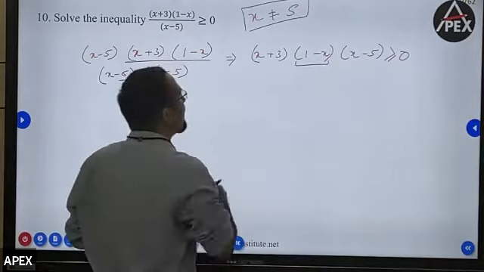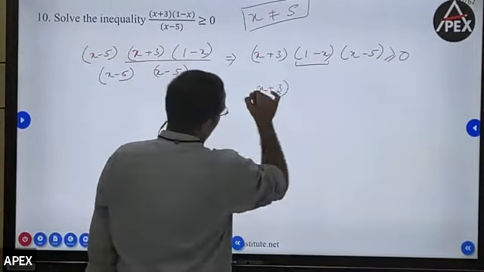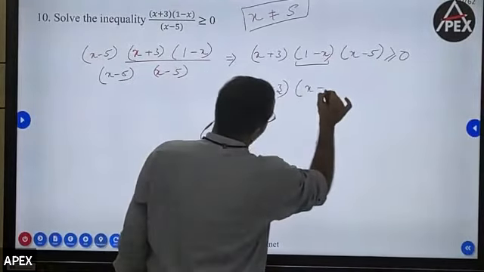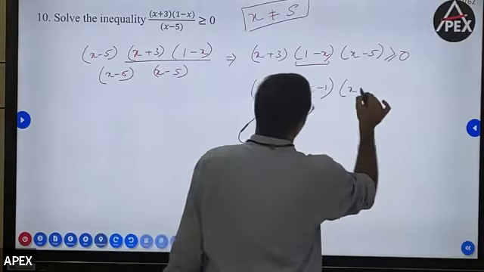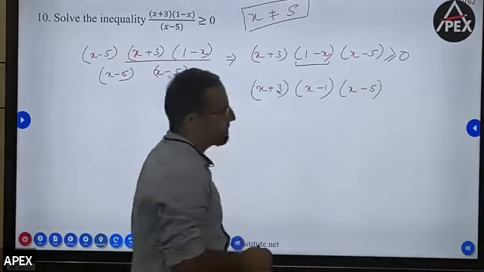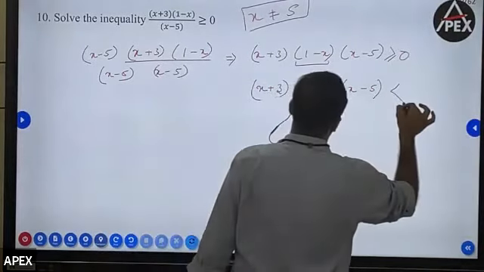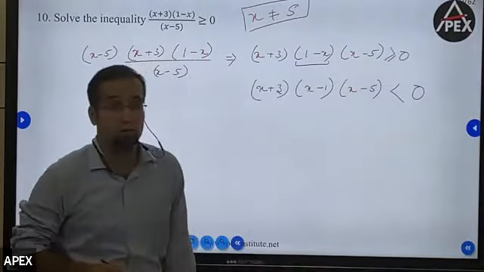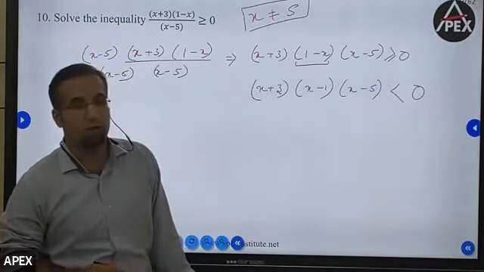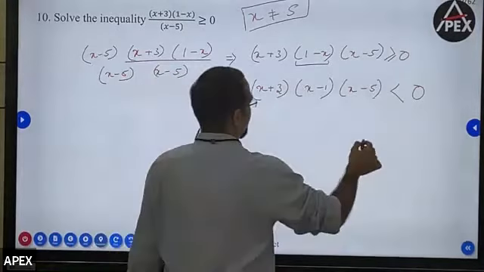Which means you are multiplying. This remains as it is. This becomes x minus 1. Here, this becomes x minus 5. Less than? Less than or equal, or less than 0? Less than or equal to, sure? Okay.